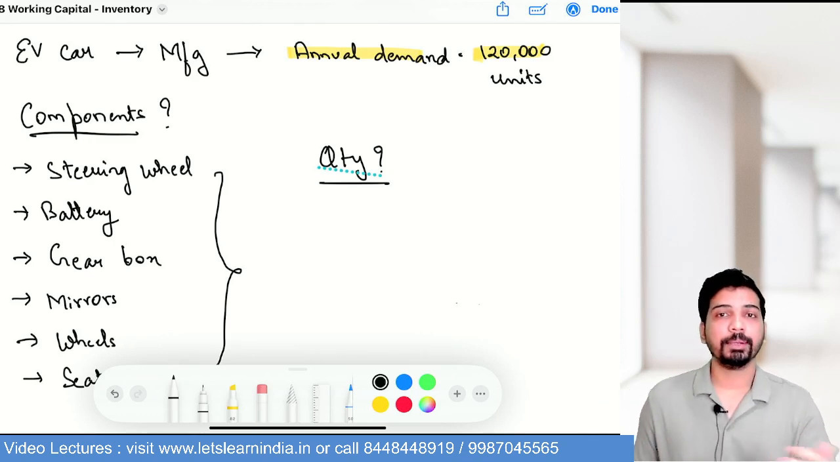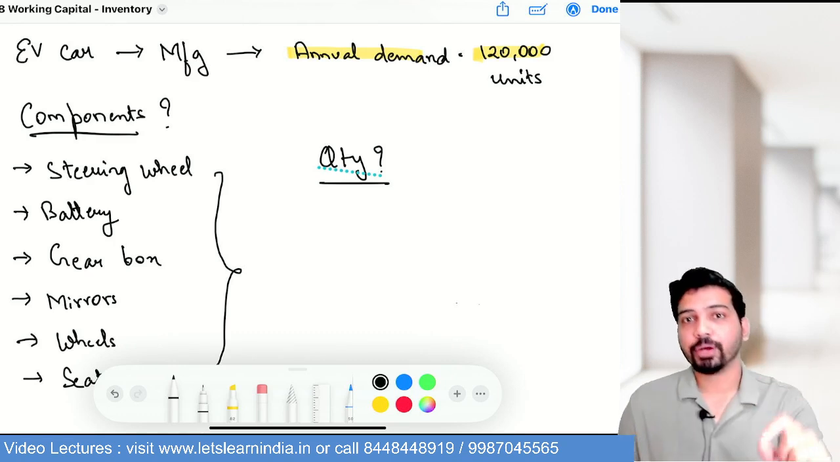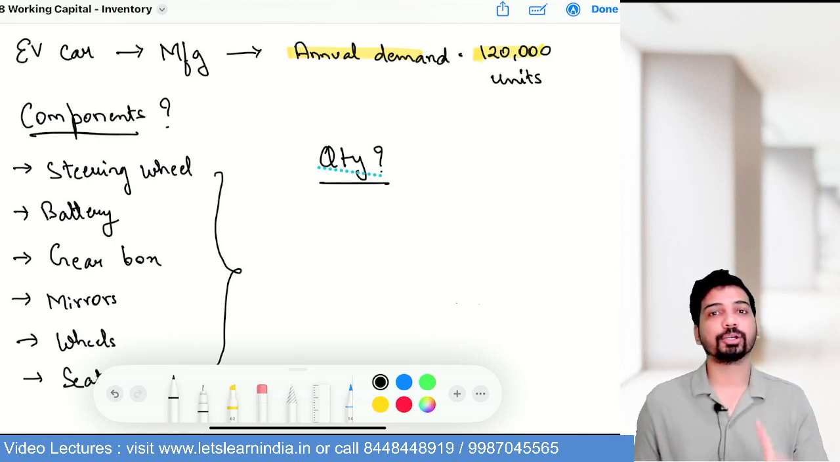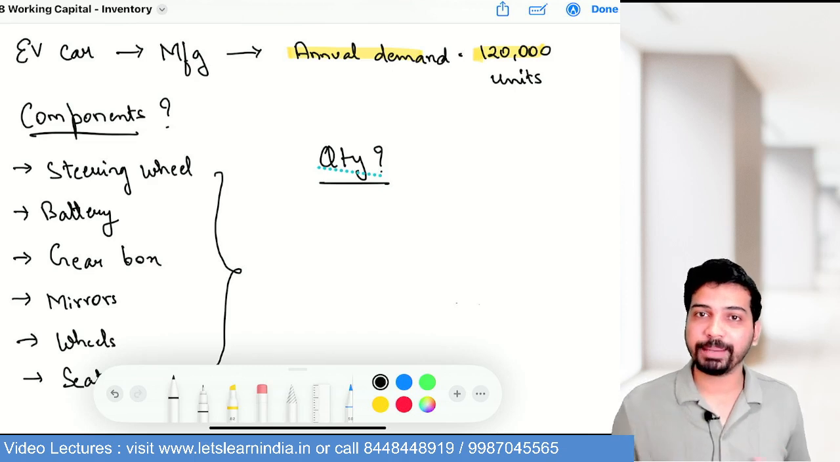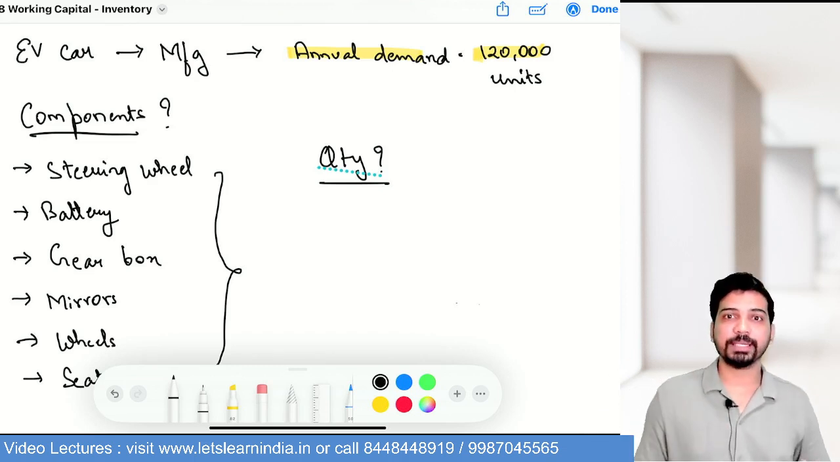But what will be the problem? The problem is you'll have to manage such an excess inventory. And right now we studied what? This will reduce your profitability because you'll need more space to keep those inventories. So ordering all at once will require more space.